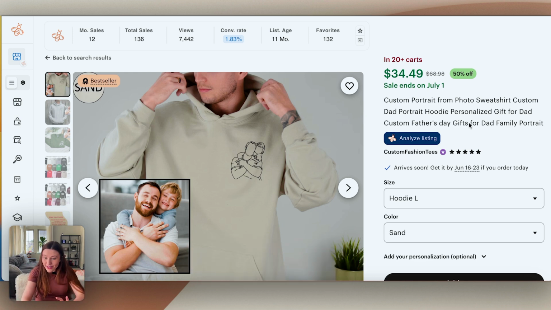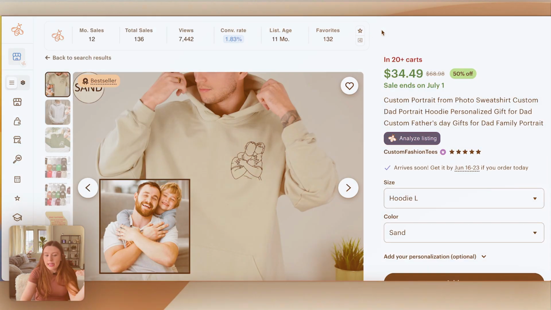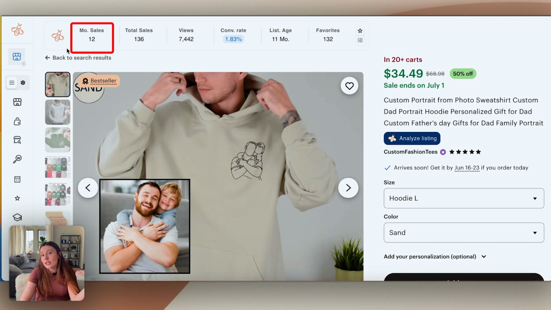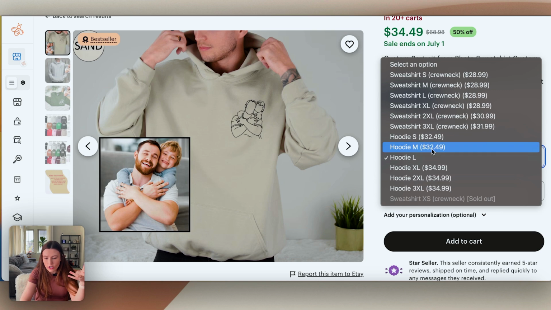What we can see with this specific example is that they are going with an anchor pricing strategy, where they show you that the full price of this is $68 and they're giving you a 50% off coupon basically. With Father's Day right around the corner, they're probably trying to incentivize you to say, wow, I can get 50% off if I order this. It's obviously working. There are 20 of these in carts. So it's likely that their monthly sales have shot up significantly, and this data isn't fully accurate for the Father's Day month.